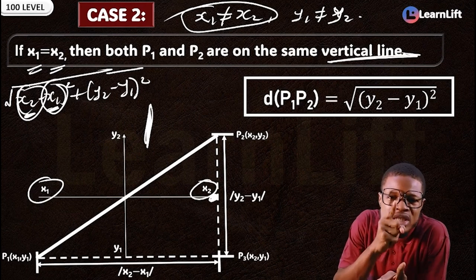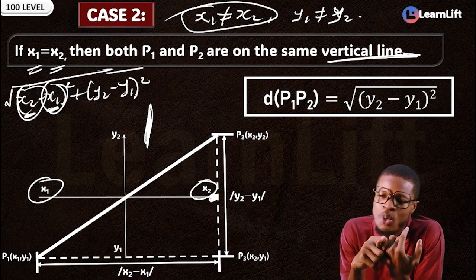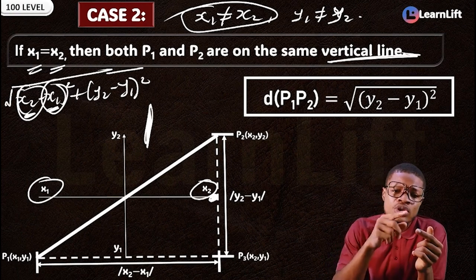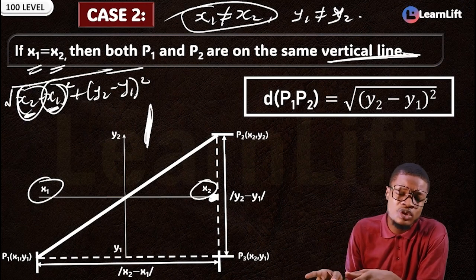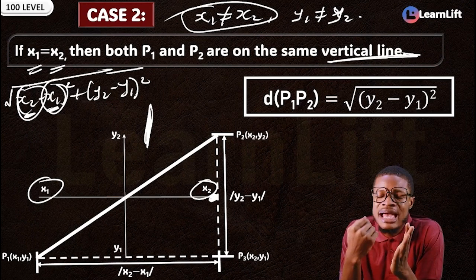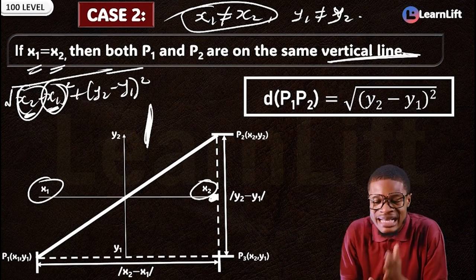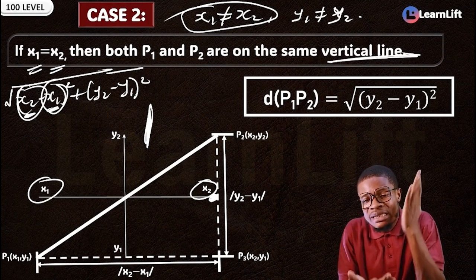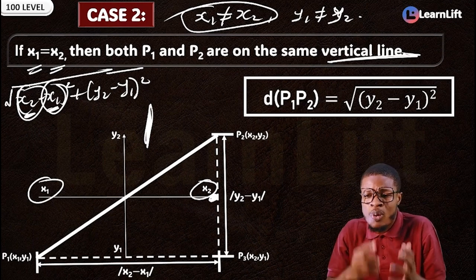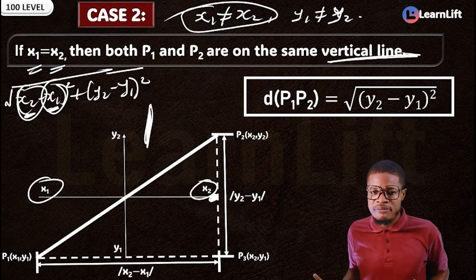What I'm saying is you must know this very quickly. I've given you case 1. Case 1 is when x1 is not equal to x2 and y1 is not equal to y2. The distance P1P2 is equal to the square root of x2 minus x1 all squared plus y2 minus y1 all squared. But when x1 is equal to x2, P1 and P2 lie on the same vertical line, and the distance P1P2 is the square root of y2 minus y1 all squared. So you forget everything about x.